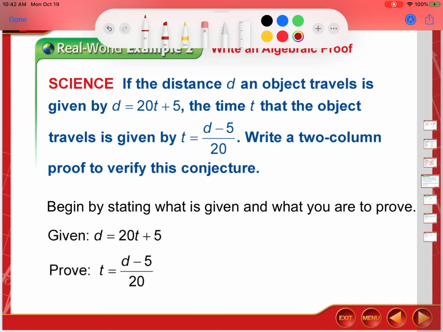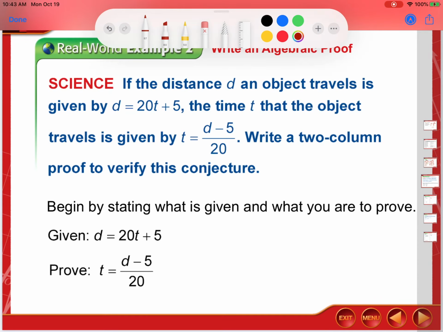All right? So second type of problem. We're writing an algebraic proof again. So they want us to begin by stating what is given and what you want to prove. So what you're trying to prove. So we're trying to prove that t equals d minus 5 based on our given statement of d equals 20t plus 5.